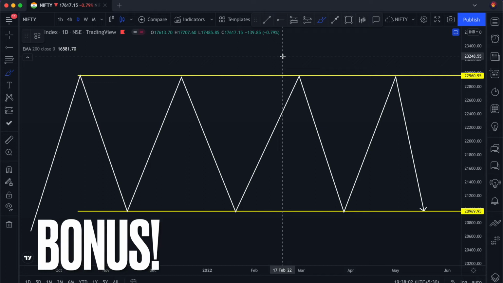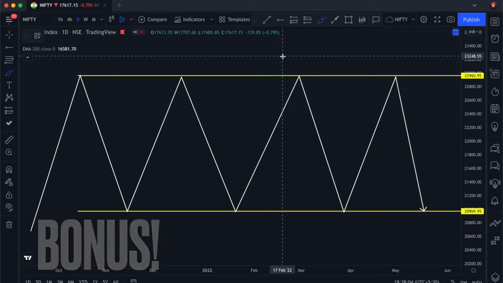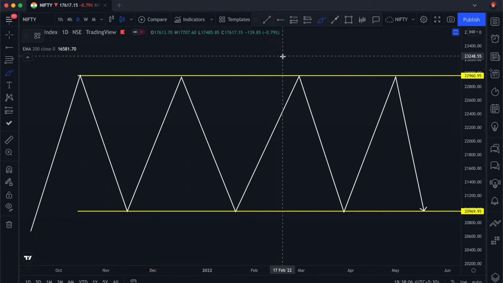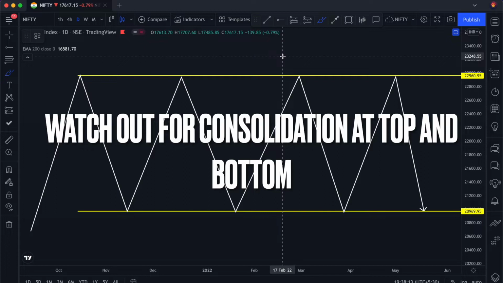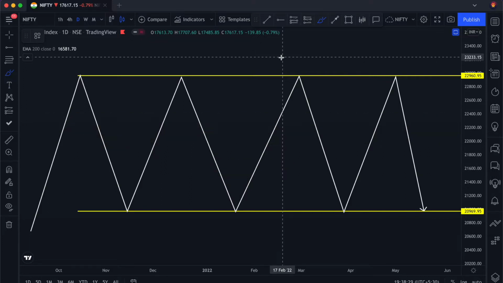Now, a bonus tip: consolidation happening at the top of an uptrend can be an indication of exhausted buyers. So, one can look to book profits or even create fresh short positions at the top of an uptrend. In the same way, consolidation happening at the bottom of a downtrend can be an indication of exhausted sellers. Buyers can take over anytime soon. Let's go over some actual charts and see how all of this put together looks.